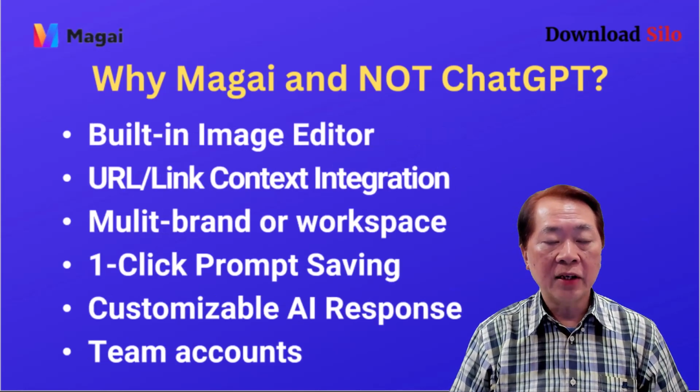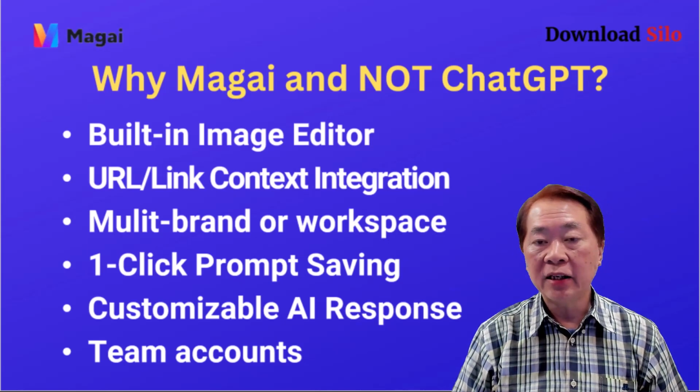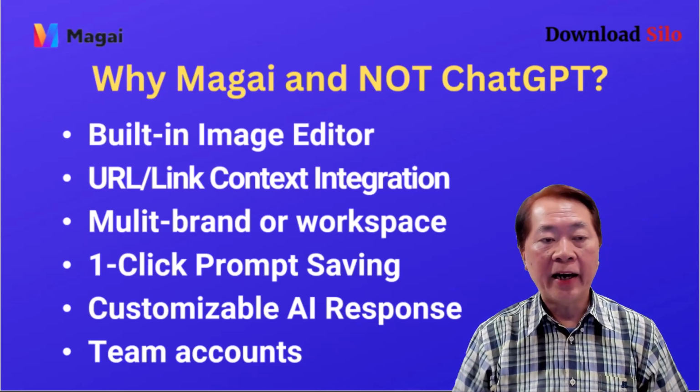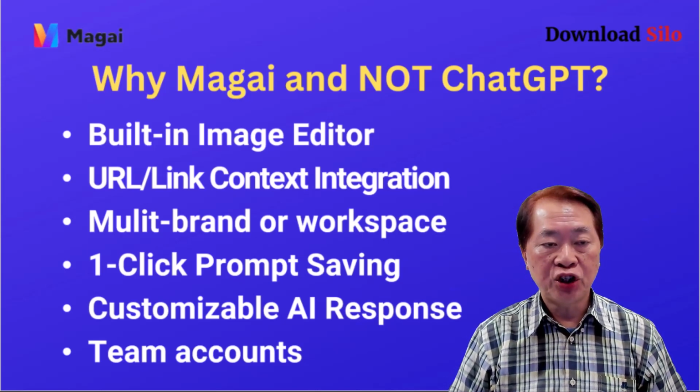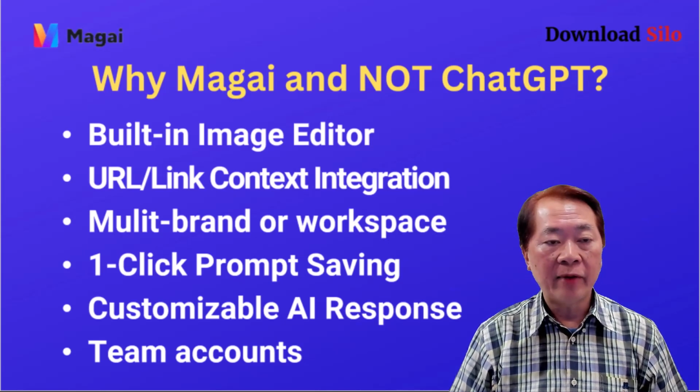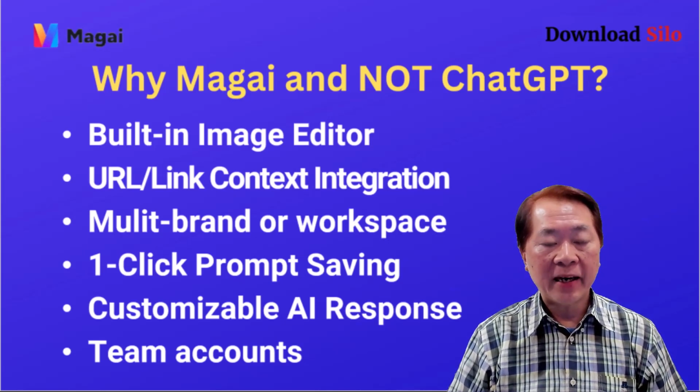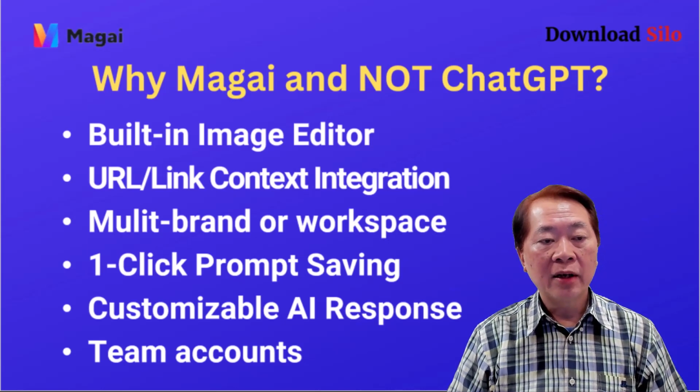The fifth feature that is actually very good is the built-in image editor, which saves you time without having to go into another external app to build your AI image. And this URL and link content context integration, which means Magai can read web URLs and web pages, is one of the best features around. And you can actually have multi-brand or workplace inside this Magai.